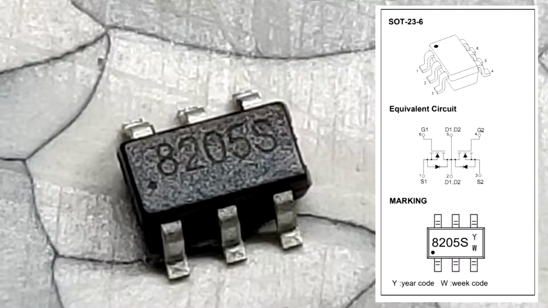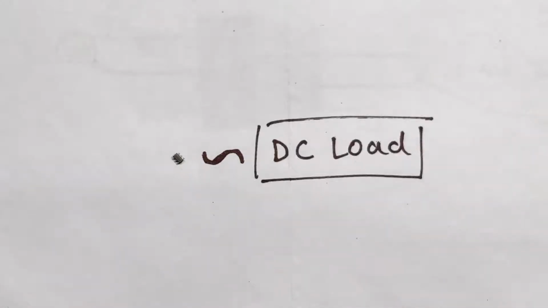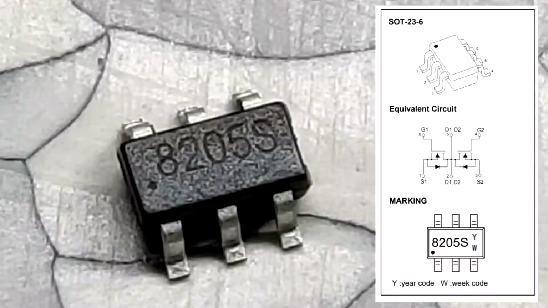It's suitable for small projects like a mini drone, but let's just say I want to control a DC load that consumes current greater than 5 ampere. In that case, 8205 MOSFET IC cannot be used as it cannot sustain such high current. So what to do? Well, here's a better option.